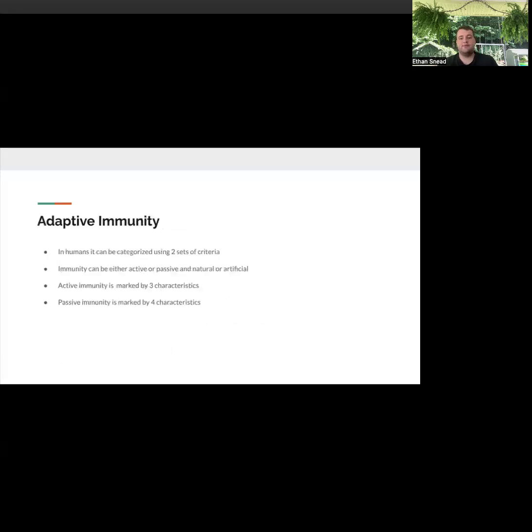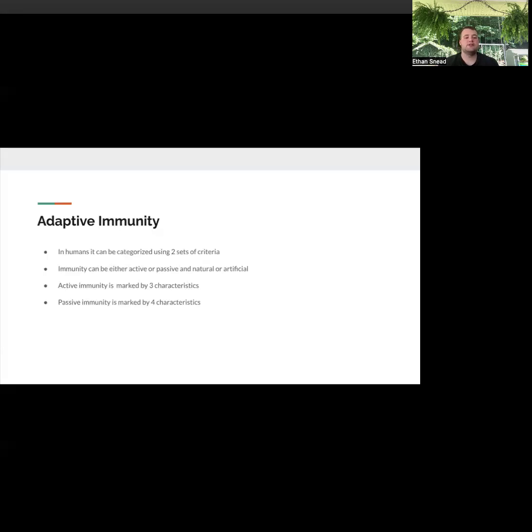Next, we're going to talk about adaptive immunity. Adaptive immunity in humans and other animals is categorized by two sets of criteria: it can be active or passive, and it can be natural or artificial. Active immunity is immunity acquired through direct stimulation of the immune system, and it is characterized by 3 features. It creates a memory that renders a person ready for quick action upon re-exposure to the same antigens, requires several days to develop, and lasts for a relatively long time.